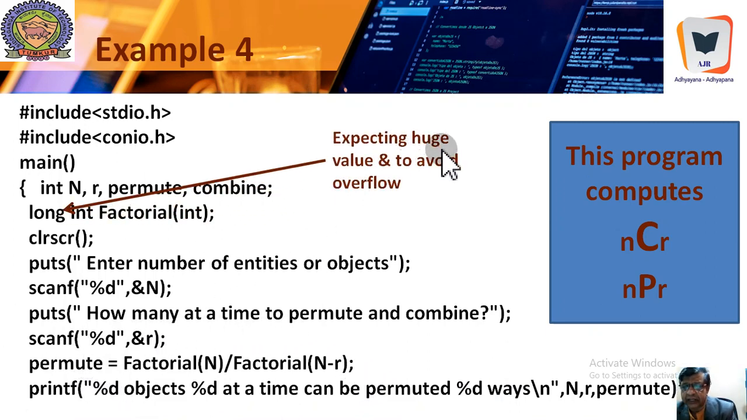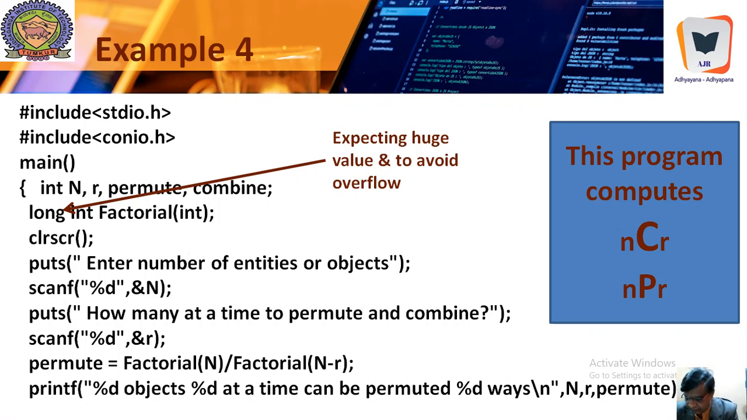This is expecting a huge value. The function is defined as returning a long int, because for example, if you give an input n equal to 15, and if you declare this factorial value to be short int, it is going to show negative values with a minus sign, indicating some kind of overflow.